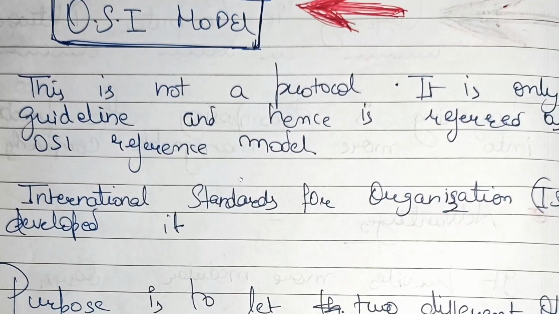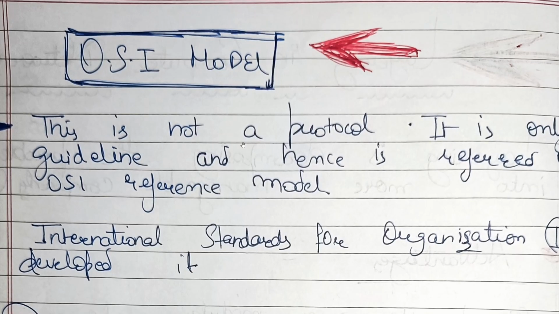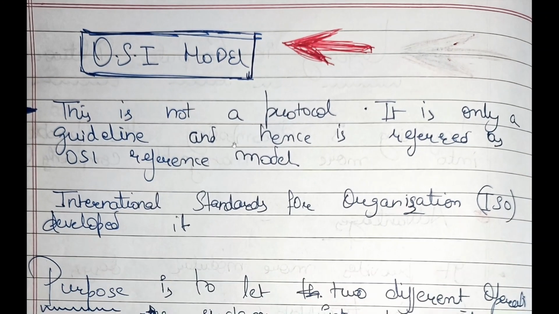Now look here. This is not a protocol. This OSI model is not a rule that will govern you or tell you how your data packet should reach the other end or which route you have to take. Nothing like that. It is only a guideline, and hence is referred to as the OSI reference model. It is only a guideline meant for you so that you can say, okay, this is the way I have to arrange my things. It's just a guideline. Alright.